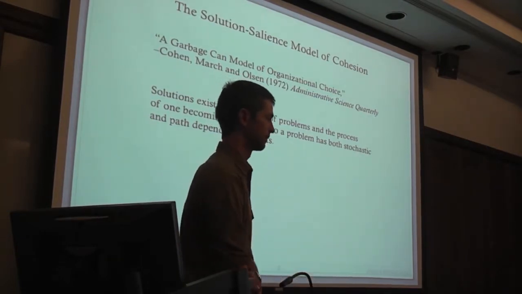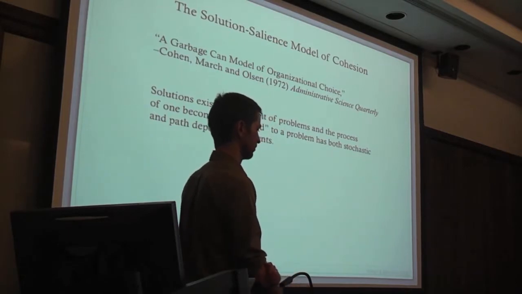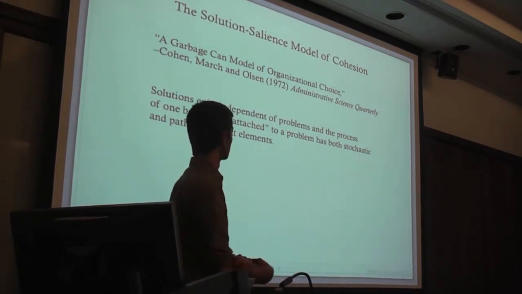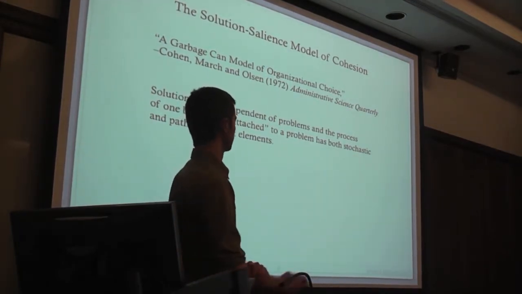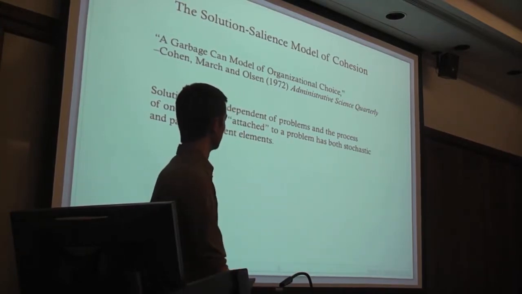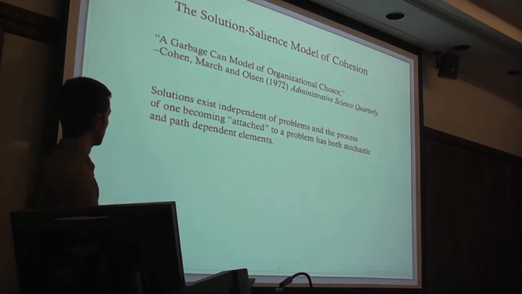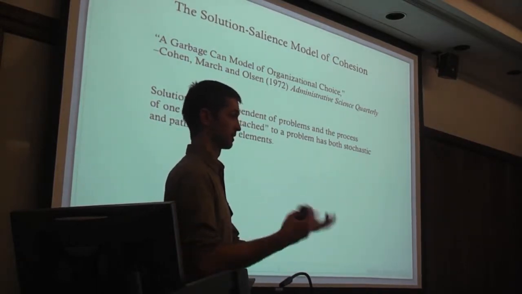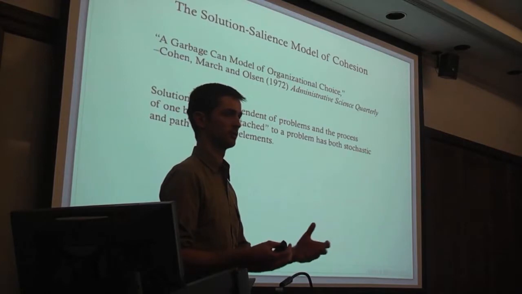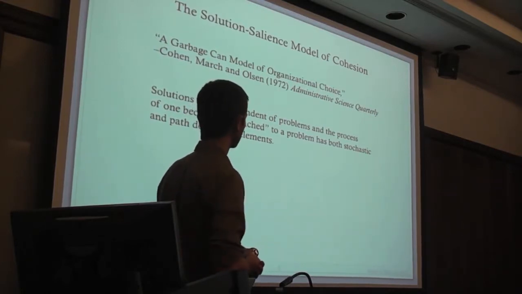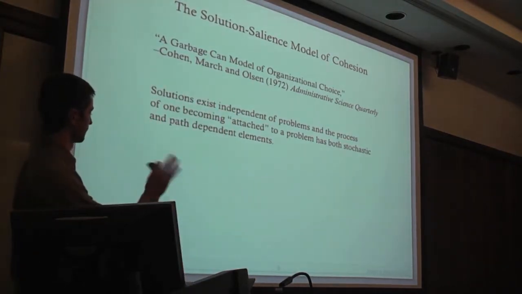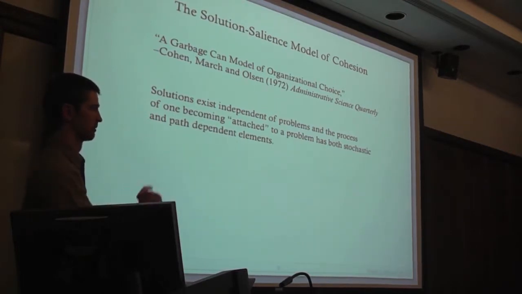There are two main prior works that we drew on for inspiration in constructing this model. One is the garbage can model of organizational choice. That's a very rich article and model. The thing that we really want to point to that we took from it was the fact that solutions exist independent of the actual problem, and there's a stochastic process through which solutions become attached to problems. We see it as both stochastic and social, as I will show you in a minute. So solutions float around a problem, and eventually a solution might be attached to that problem and solve it.